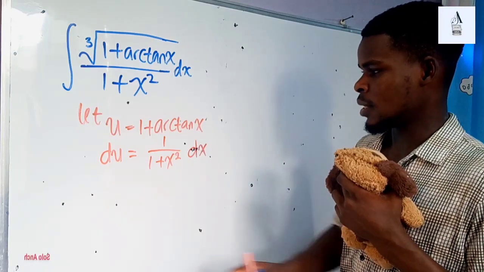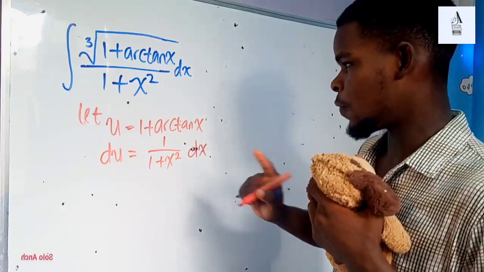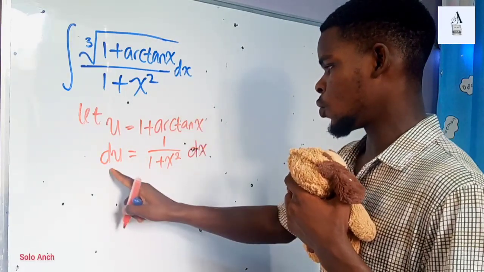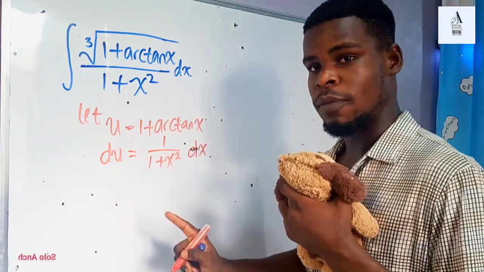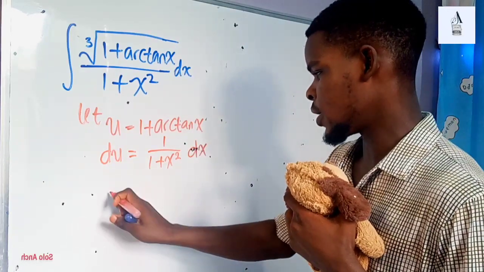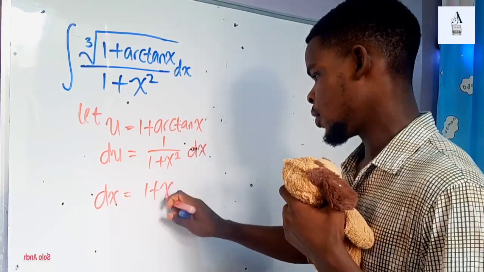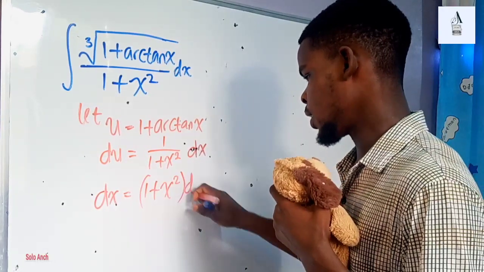But you notice that from here, let's see what we can put in for dx. We're going to make dx the subject of the formula from here, so we can take the reciprocal of this and then interchange du and dx. That means that dx will be 1 plus x squared du, right?